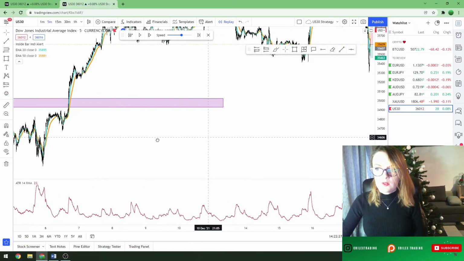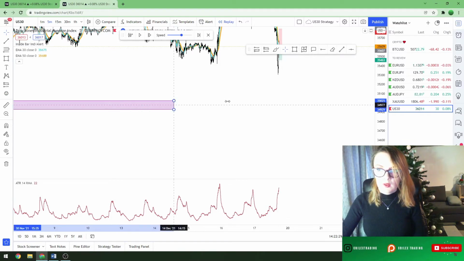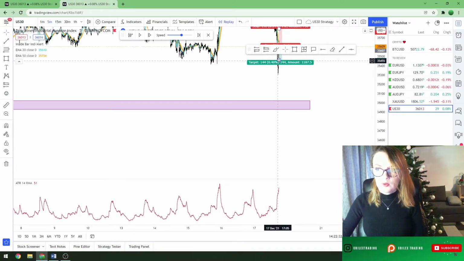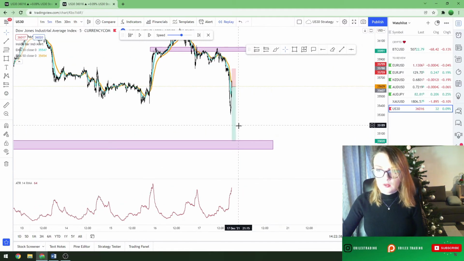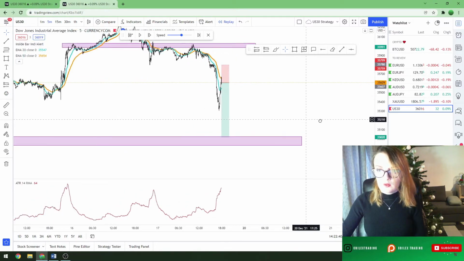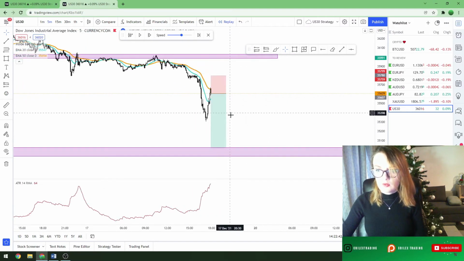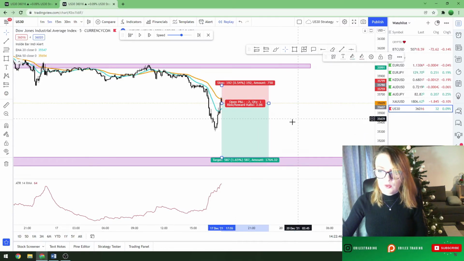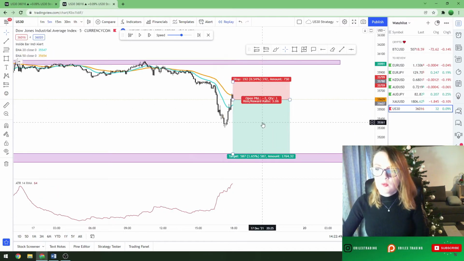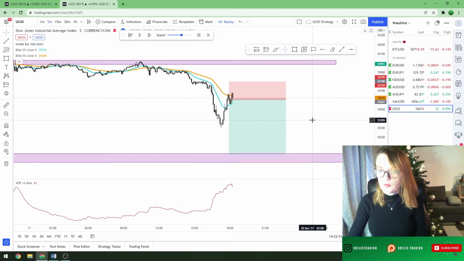I will mark this zone, and our take profit will be just in this zone. And let's see what will happen next. So the stop loss is set. Everything is correct, and if this position plays out well, we will get plus 3% for this one.